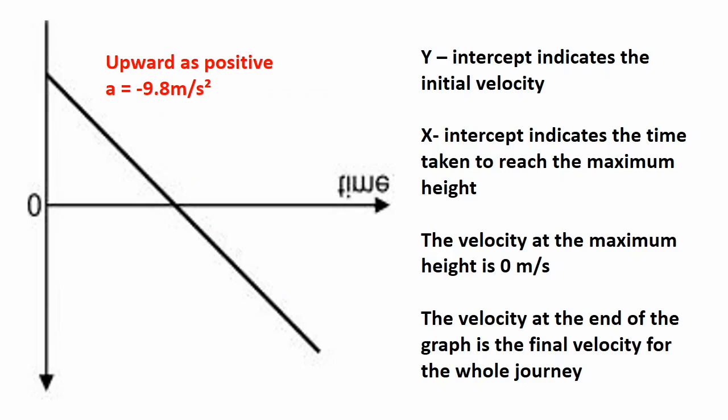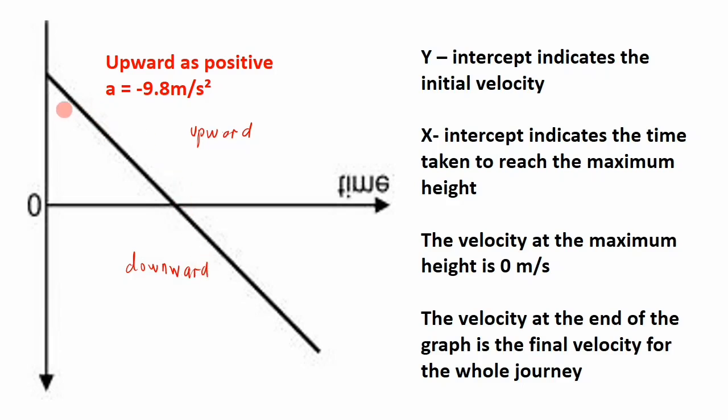Now, what about if we took upward as positive? When we take upward as positive, we now have to indicate this position above the x-axis as upward, and the one that is below the x-axis will be downward.